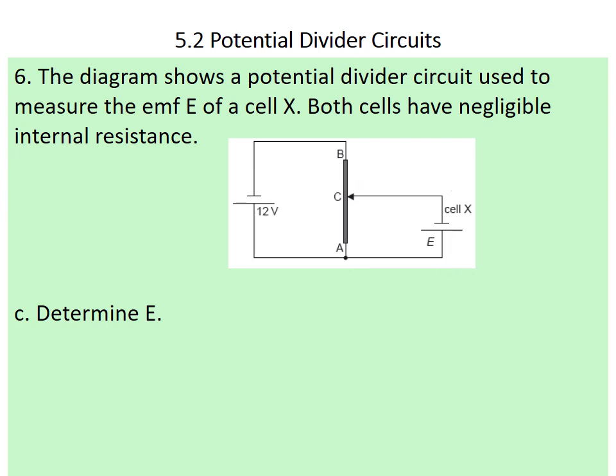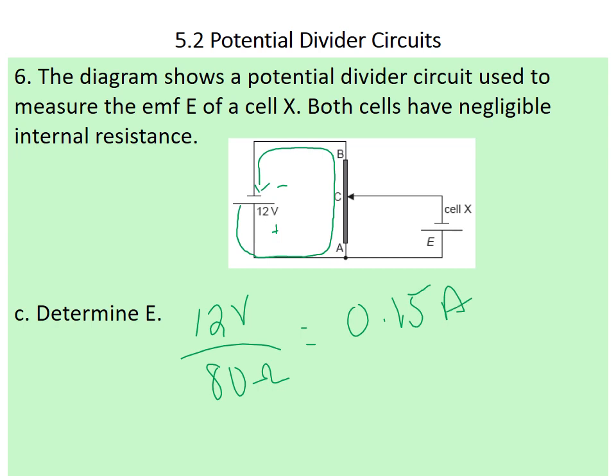So first things first, we need to figure out how much current flows through the left side. How much current is coming out of the positive 12-volt battery, traveling through A to B, and then coming to the negative end. And we can do that using Ohm's law. 12 volts divided by 80 ohms gives a current of around 0.15 amps on the left side.